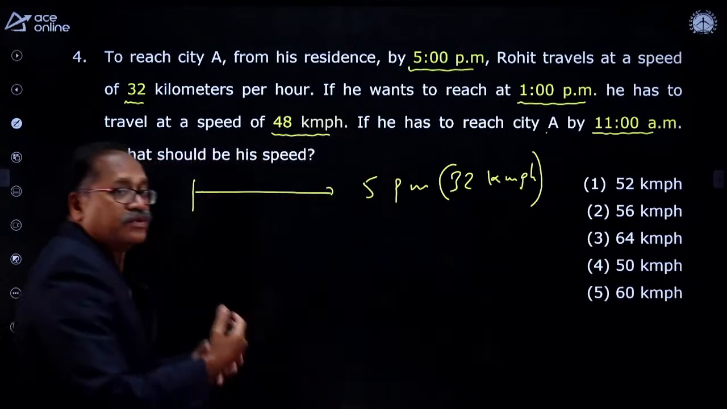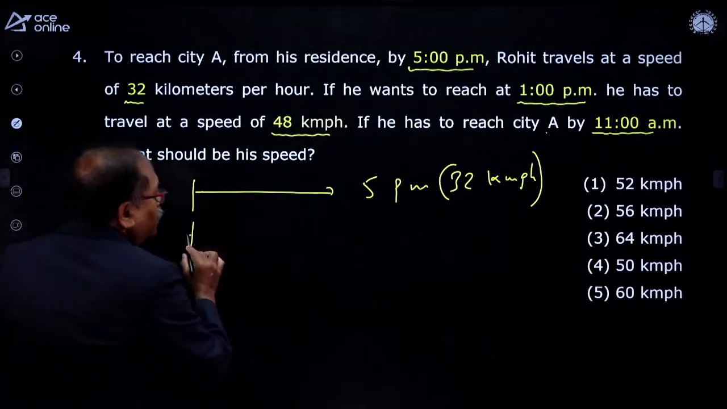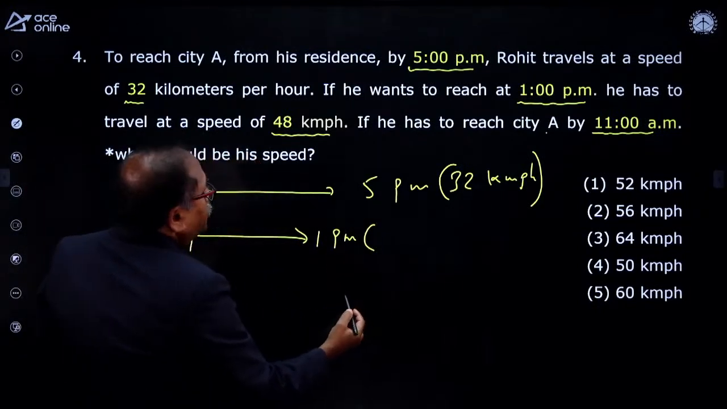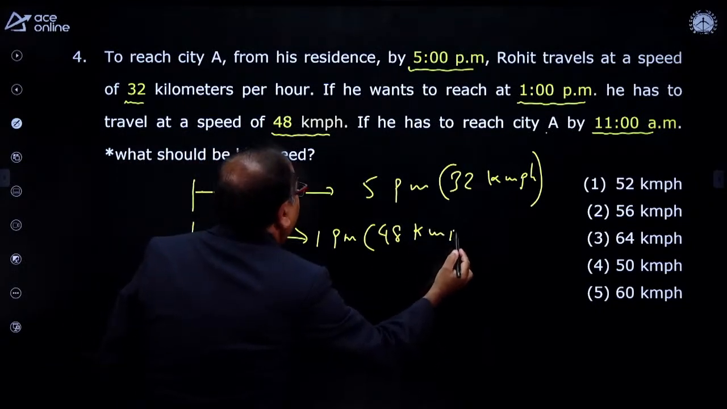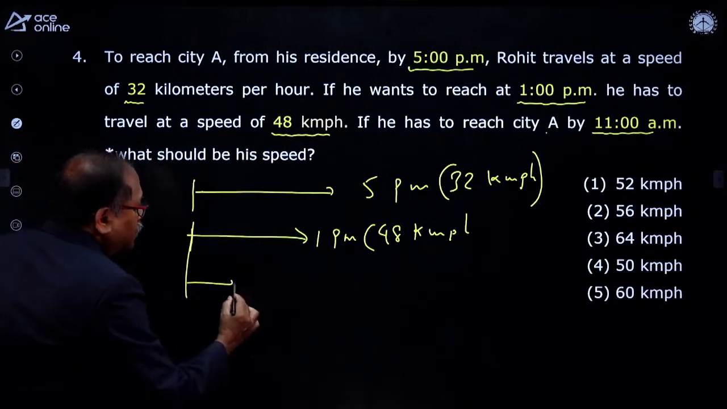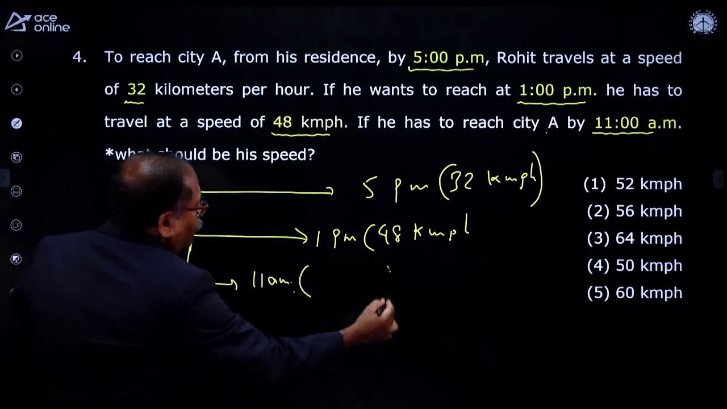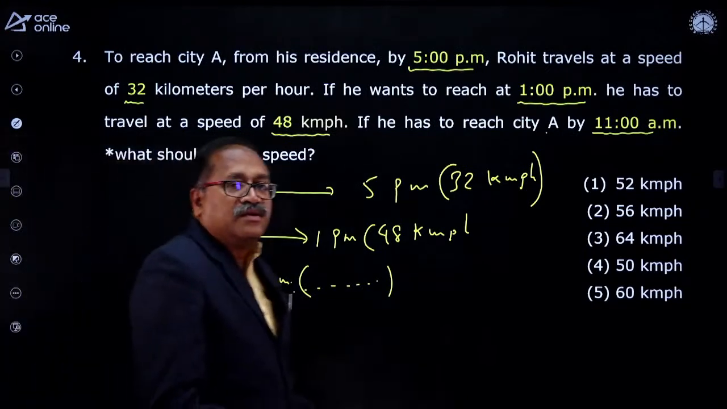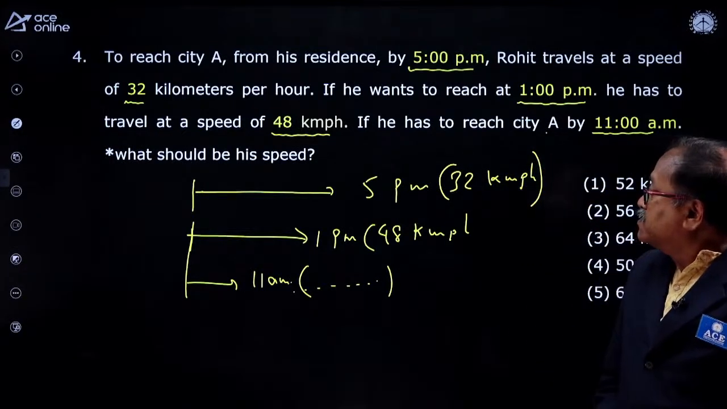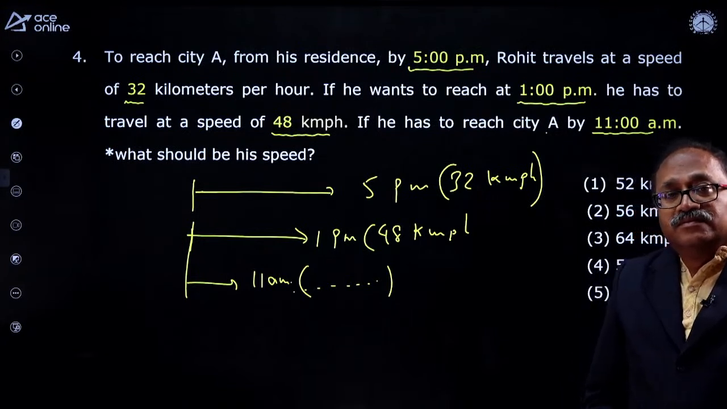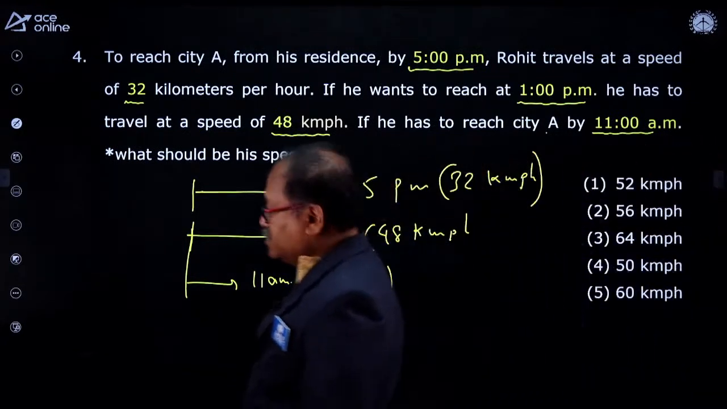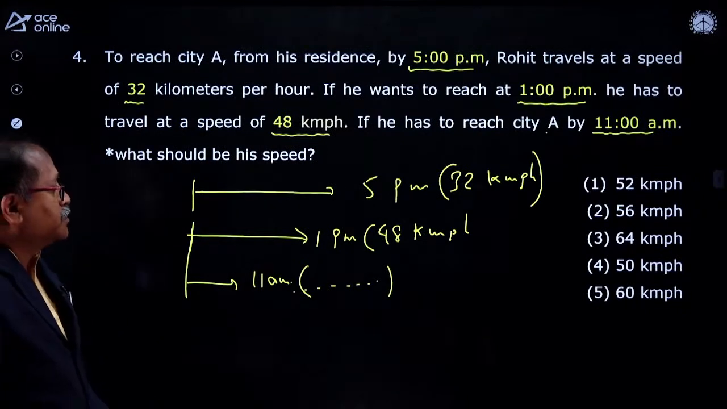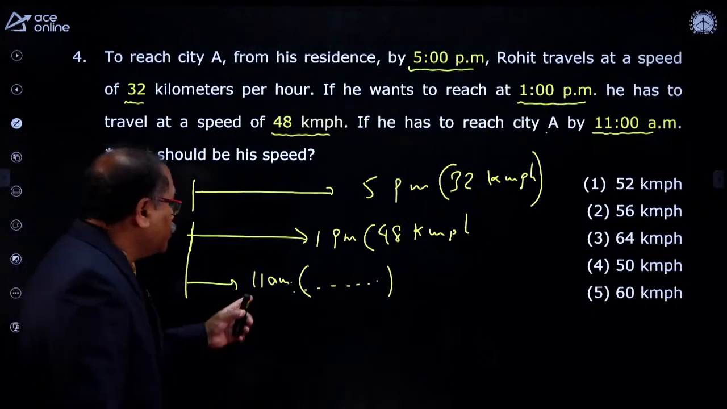Let me write down the question so that you can visualize the logic behind it. Another said that if he has to reach by 1 p.m., the speed has to be increased, and that is 48 km per hour. And if the person has to reach by 11 a.m., what should be the speed, sir? Think of it. I will just wait for 30 seconds. Come on, some of you will be able to answer the question. What should be the speed in order to reach 11 a.m.?